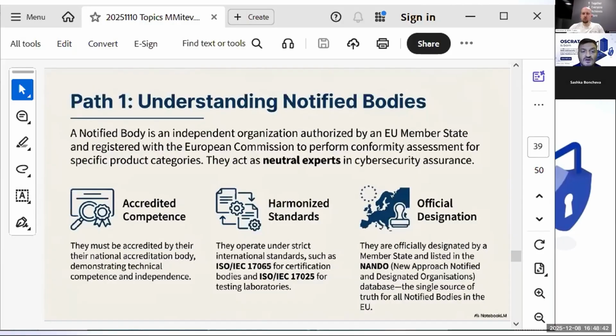Their role is to act as neutral experts in cybersecurity assurance, providing objective evaluation of digital products. These systems help ensure that high-risk products entering the European market have been tested by professionals who follow the same rules and levels of quality across all EU countries.